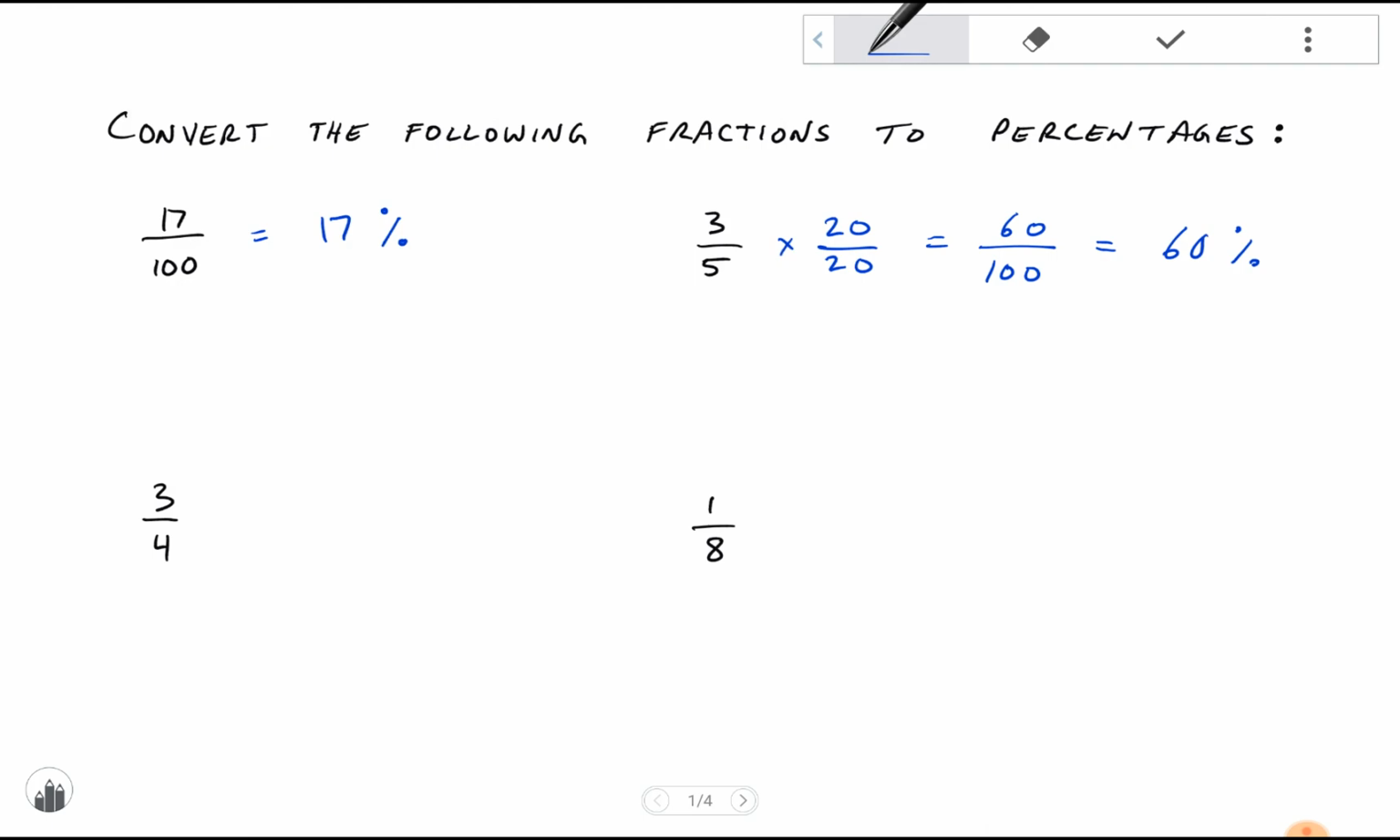If you had a calculator, you could actually just divide 3 by 5, and it would give you 0.60. You multiply that by 100%, and you would have 60%. But we're assuming here there's no calculator.